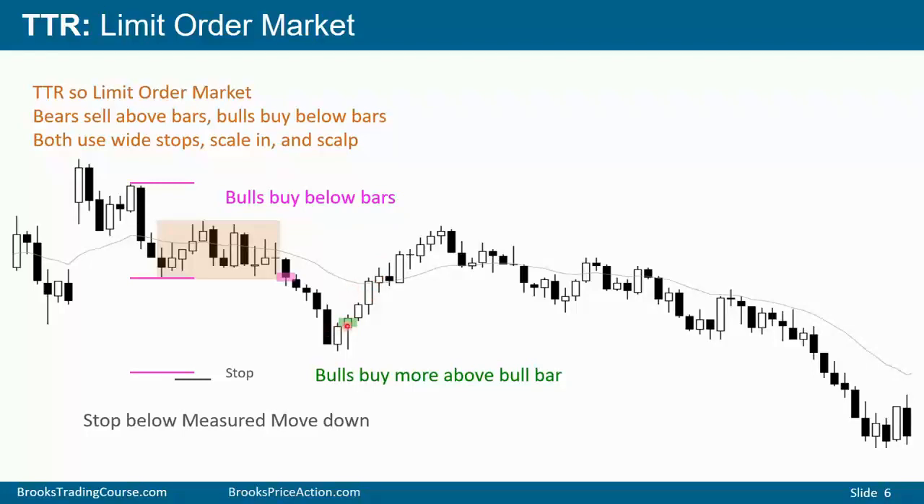They'll only take this second buy if it's at least the size of a scalp below the first entry. They prefer it to be 2 to 3 times the size of a scalp so that they can make 2 to 3 times the size of a minimum scalp on the reversal up.